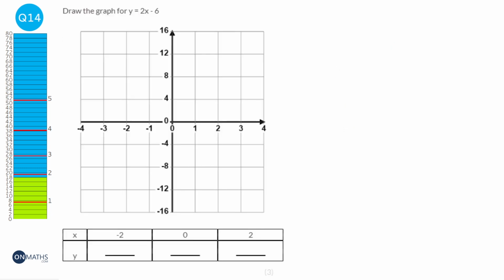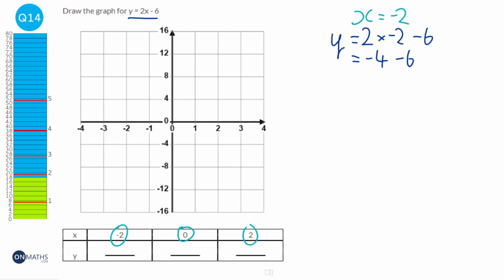To draw this graph, we need to find 3 coordinates, plot them, and then draw the graph. So we're going to pick x equals -2, x equals 0, and x equals 2. So I'm going to start with x equals -2, and I'm just going to look at the equation here and substitute in the -2. So y equals 2 times -2, take away 6. So 2 times -2 is -4, and -4 take away 6 is -10.